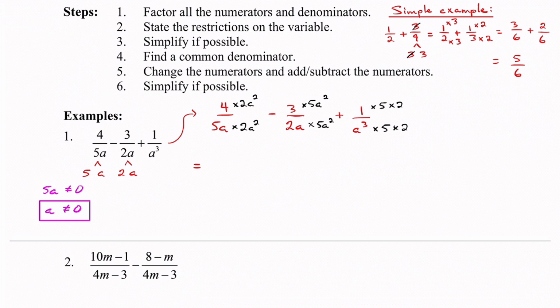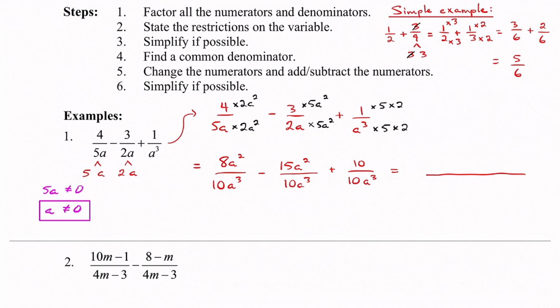So this top one, 4 times 2a squared, that's going to be 8a squared over, multiplying this, that'll give me 10a cubed. Next one, multiply that. We've got 15a squared over, multiply that, we're going to get 10a cubed. And then the last one, 1 times 5 times 2, that's just 10 over, and we're going to get that same common denominator. So now that I've got that same common denominator, I can actually add them all up.